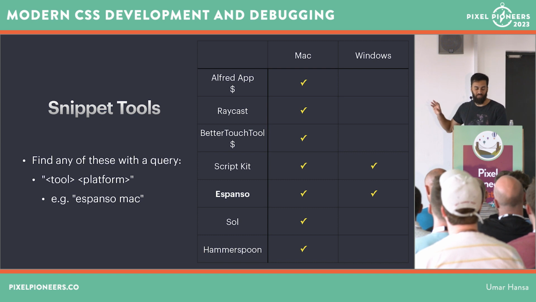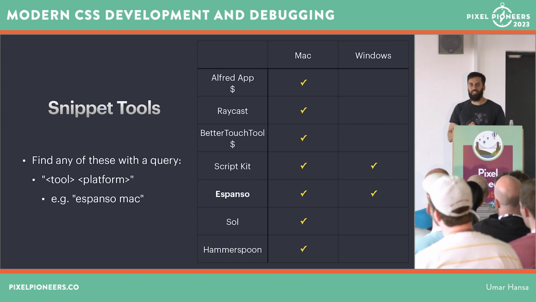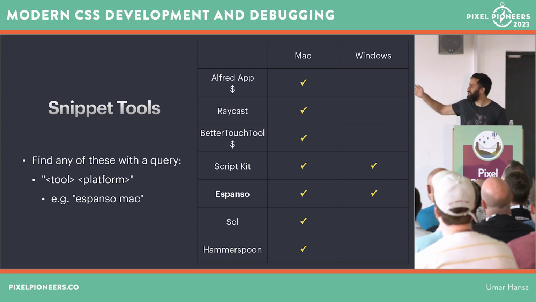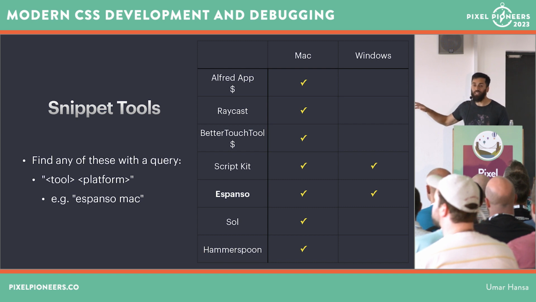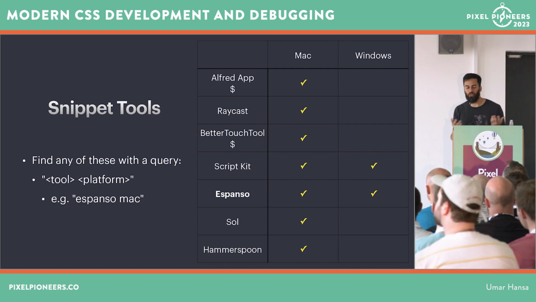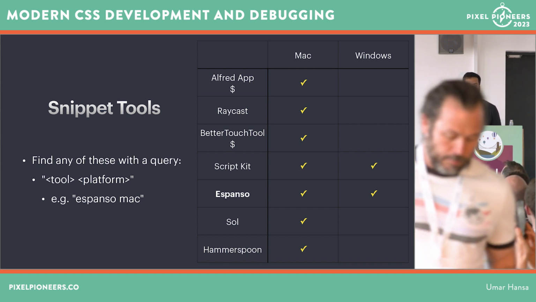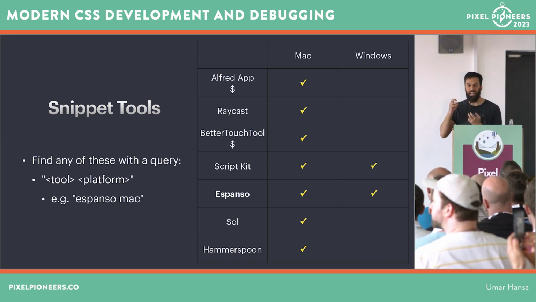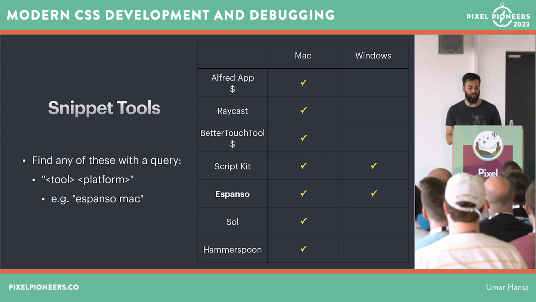Quick summary of the tools. Don't all rush to take a picture. I'm joking. Wait till the slides get published anyway. But yeah, those are a quick summary of the tools. Espanso is what I would recommend if you're not too sure about this and you want to quickly try it out without spending money. Espanso is cross-platform, it's free, open source, and it's got a very good existing collection of front-end snippets.